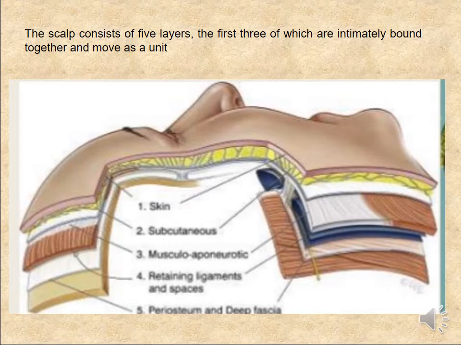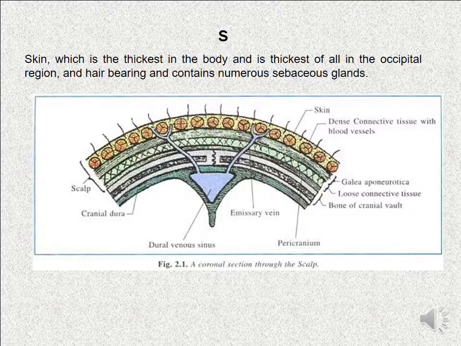The first layer is the skin, S. The second layer is subcutaneous tissue or connective tissue, C. The third layer is the musculoaponeurotic layer, A, the aponeurosis. The fourth layer, the retaining ligament and spaces, has the L, loose areolar tissue. The last layer, the fifth layer, is the periosteum and the fascia, the P. So these are the 5 layers that form the scalp.